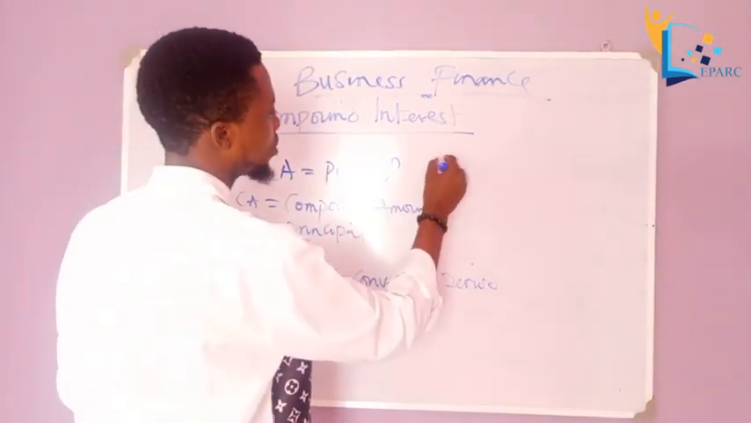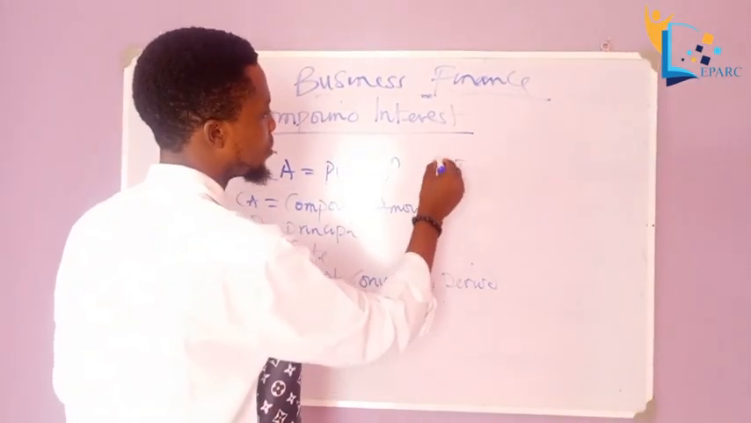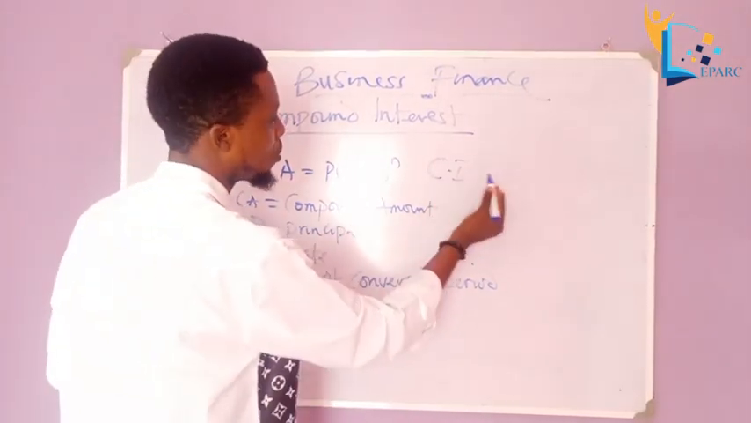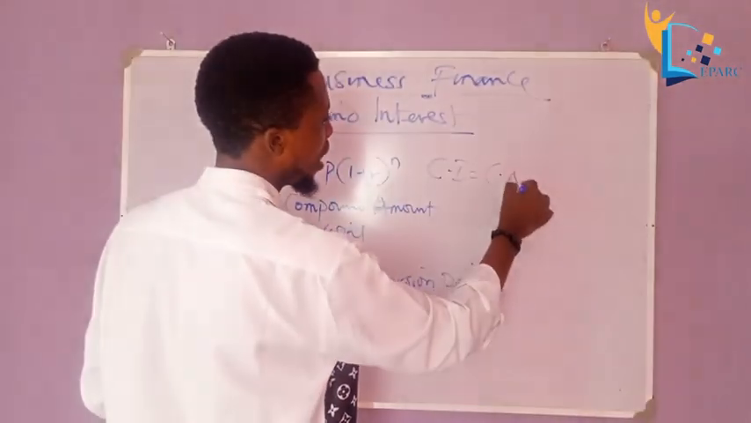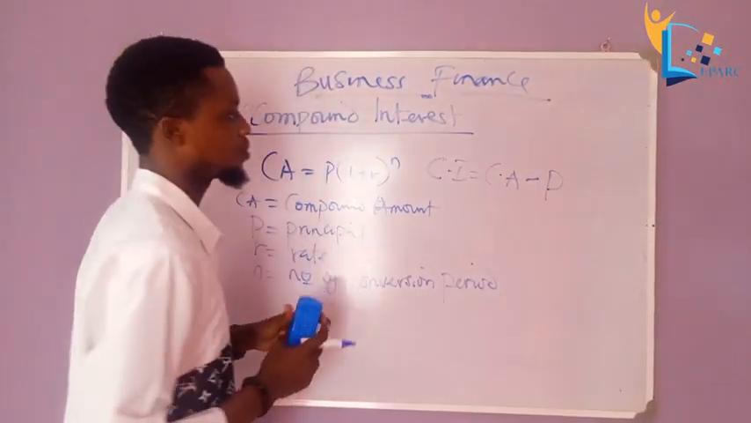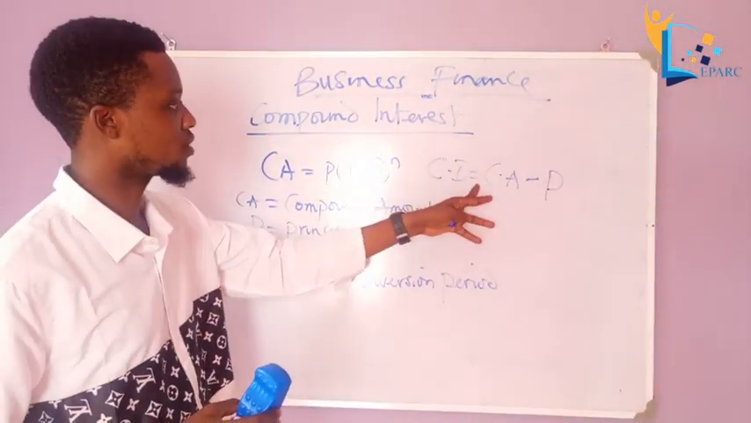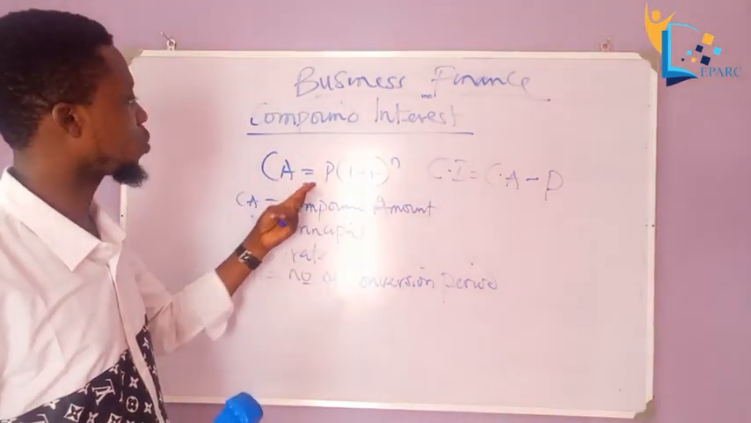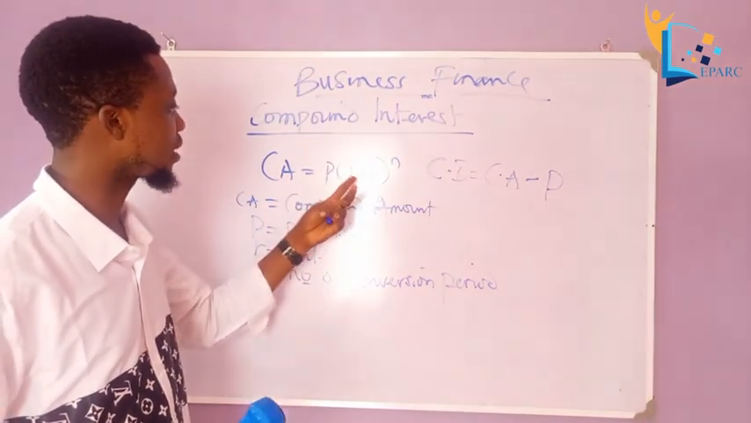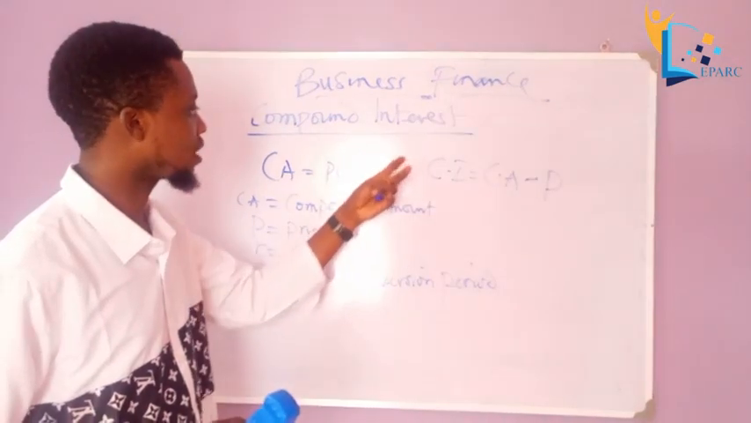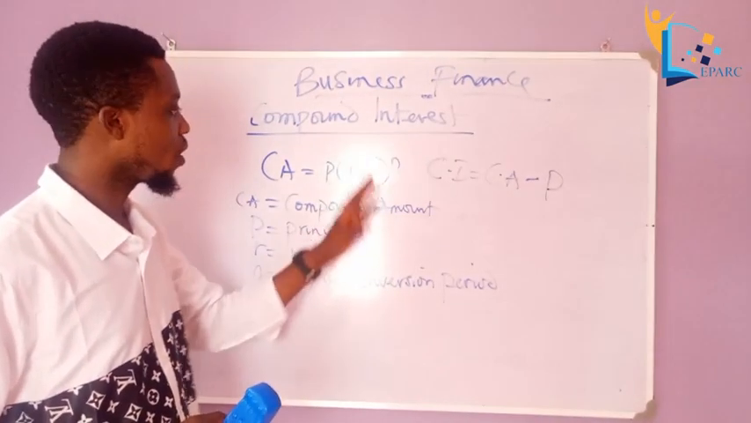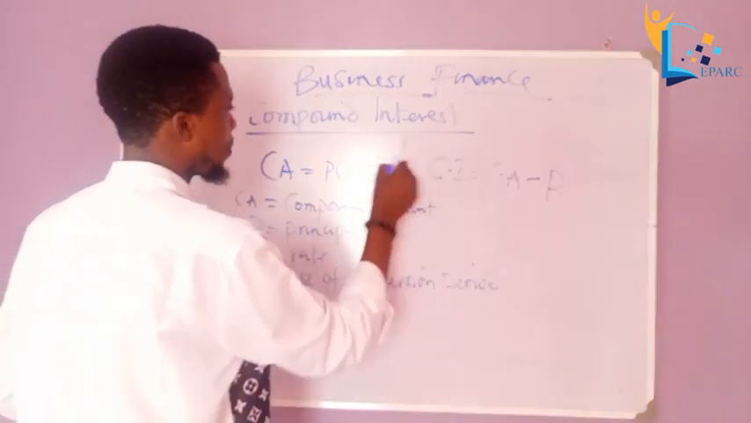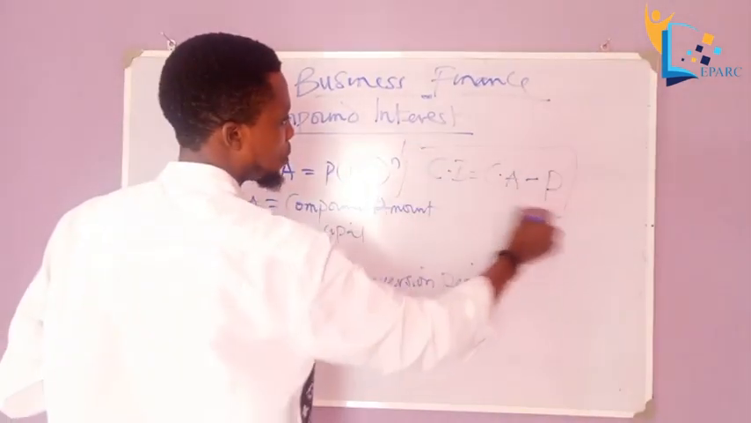Now to get our compound interest, sorry about my marker, these markers are new but they're just misbehaving. Compound interest is equal to compound amount minus principal, while compound amount is equal to P principal open bracket 1 plus R close bracket raised to power N. Okay, this is the formula for our compound amount. This is the formula for our compound interest.